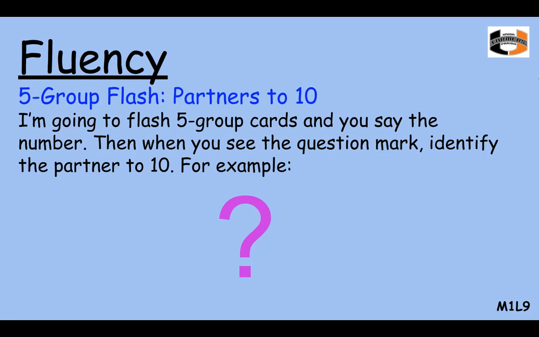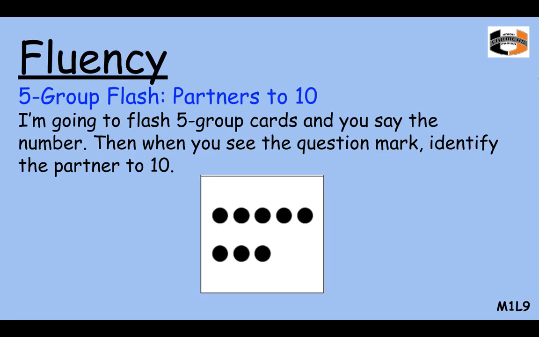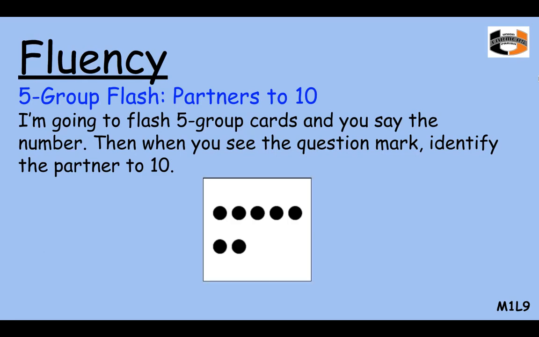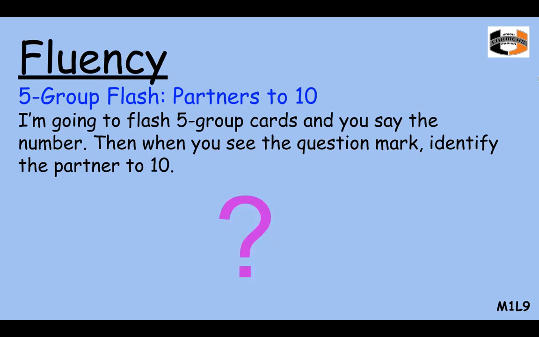Okay, here's your 5-group card flash. So how many does it take to get to 10? What is that number's partner? If you said 2, you're right. Here's your 5-group card flash. Okay, how many does it take to get to 10? What is that number's partner? If you said 3, you're right.